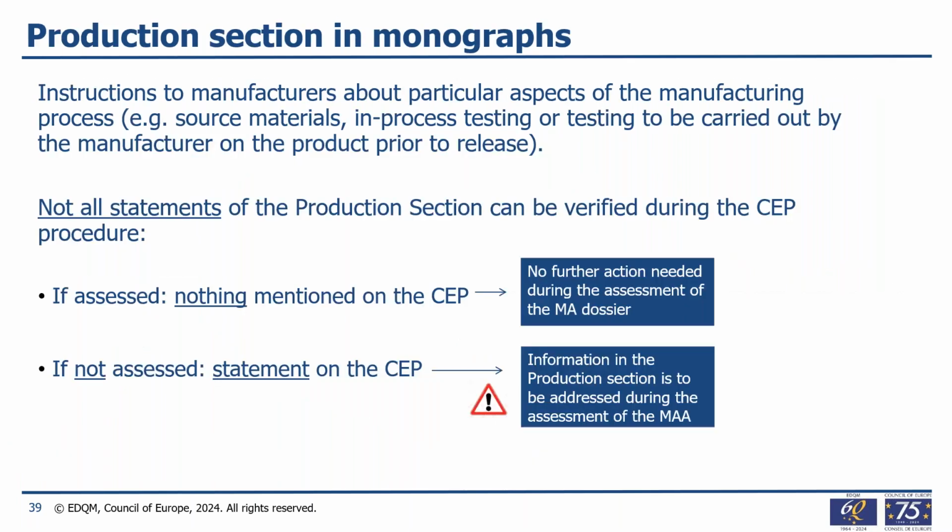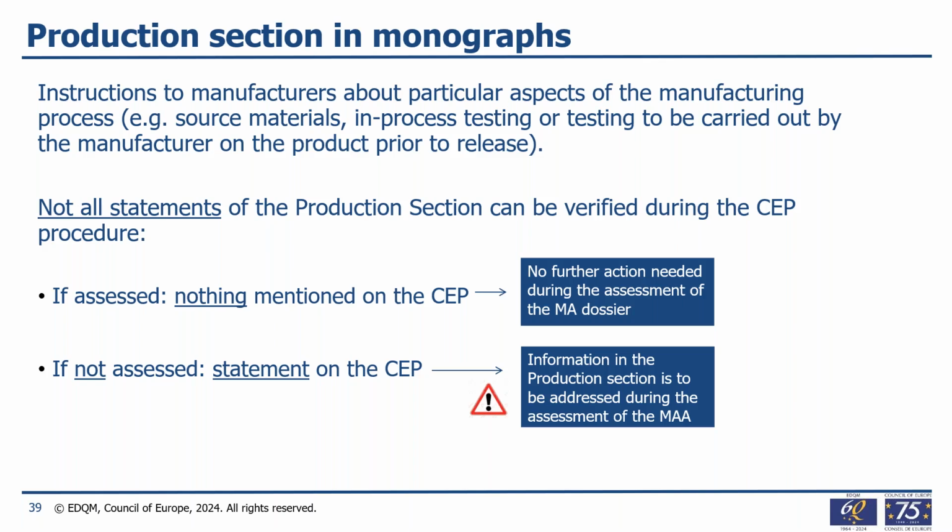Some pharmacopoeial monographs contain production sections, which provide specific instructions to the manufacturers about particular aspects of the manufacturing process. For example, source materials, in-process testing, or testing to be carried out by the manufacturer prior to release. Not all these production section statements can be verified during the CEP procedure. If they are verified and assessed, nothing is mentioned on the CEP. This means that these aspects have been assessed by the EDQM, and no further action is needed during the assessment of the marketing authorization dossier.